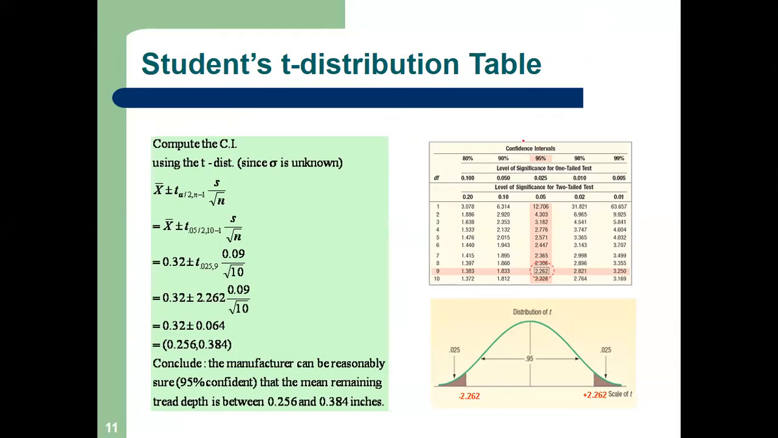So you will go to here, level of significance for two-tailed test. Here you will find what our level of significance is: 10%. So you will locate 0.1. Clear? You will take this, level of significance for two-tailed test.